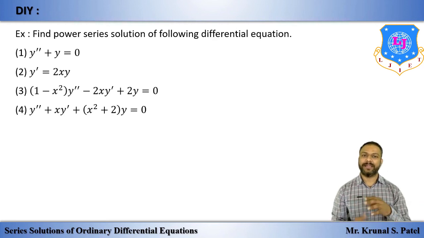Then we will get the recurrence relation, and in that recurrence relation we will put the value of n, starting from where we stopped in the collecting step. So we will start with that n, and we will get the values of a2, a3, a4 in terms of a0 and a1, and we will put all these values in the trial solution, and we will get the final power series solution. Okay, this is your entire example.